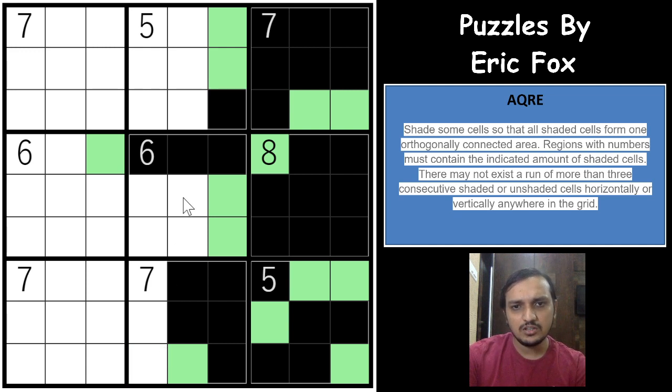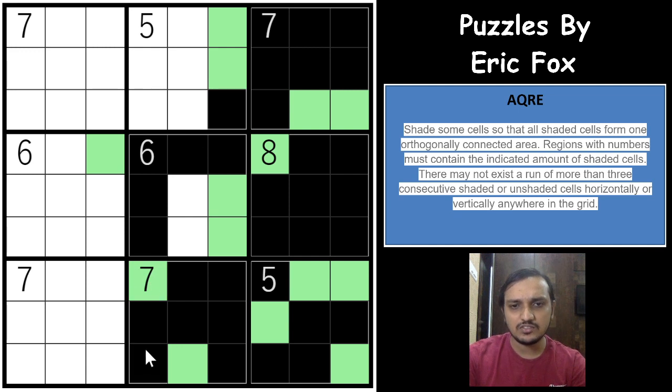Now for the 6 here, both of these cells cannot be shaded, because then you will have 5 continuous shaded cells. So one of these 2 cells will be unshaded, so all the others will be shaded here. And for the 7 now we get the unshaded cells here, so this will be shaded and this will be unshaded. Okay, and this will be unshaded again.